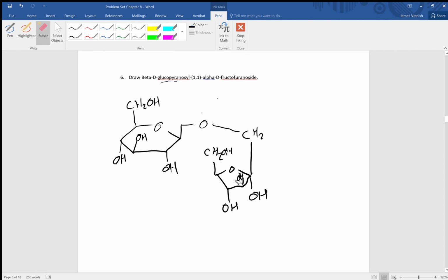So your structure should look something like this. I'm just going to improve this one OH here. It's a little bit better looking. There we go. So your structure should look something like this for problem number 6.